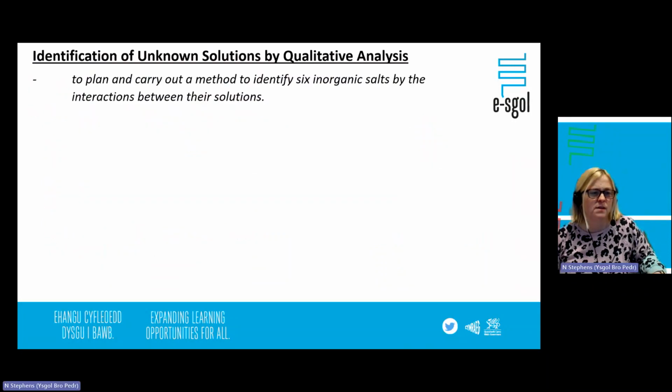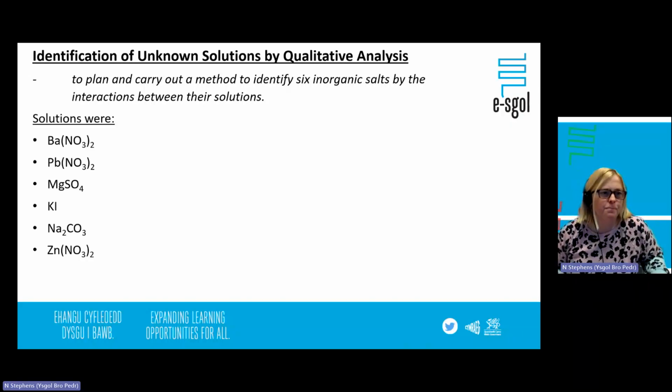The second one there was the identification of unknown solutions by qualitative analysis. I'm focusing on this one because if you carry out a method to identify 6 inorganic salts, I think this was potentially the second practical in your lab book. I think it was, from memory. I think the first one was gravimetric, wasn't it? So the second one, if you remember back to that lab book in year 12, which hopefully you're revisiting regularly anyway, you were asked to differentiate between those inorganic salts.